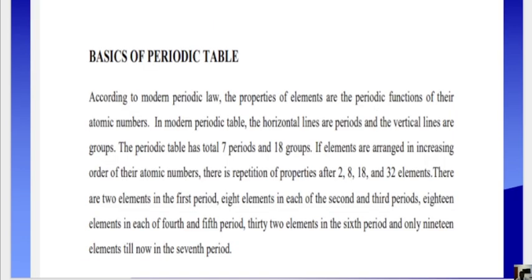So as I said, according to the modern periodic law, the properties of an element are periodic functions of the atomic number. So what this means is that when you are considering periodicity or trend, you are considering the atomic number. Why? Because the properties of every element is simply a periodic function. It is dependent on this atomic number.